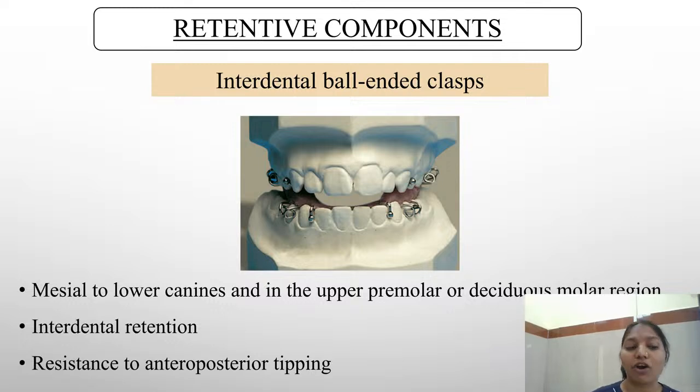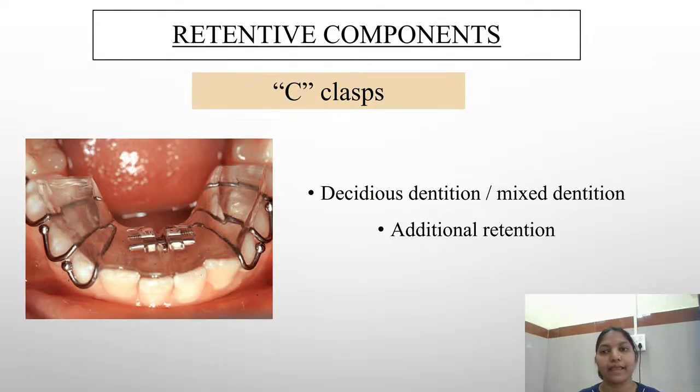Second is the interdental ball-ended clasp, which is placed mesial to the lower canine and in the upper it should be placed between the premolars. If premolars are not there, it will be placed in the deciduous molar region. They help in the interdental retention and prevent antero-posterior tipping. Third component is the C clasp. It is used for additional retention, and it is placed in the area mesial to the canine and the premolars, mostly used in mixed dentition cases.